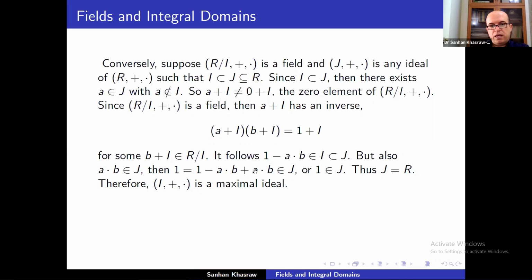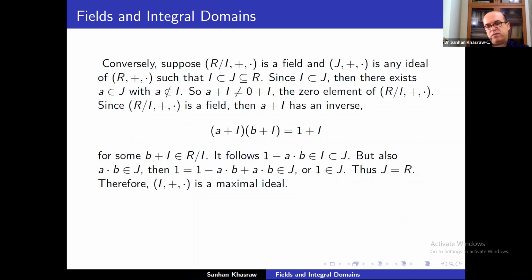Then I add these two elements, 1 minus AB with AB. What will I get? I get 1. So it means 1 belongs to J. In this case, as I proved before, J is equal to R. So I picked an ideal J between I and R, and I got that this ideal is the whole ring R. It means I is maximal.